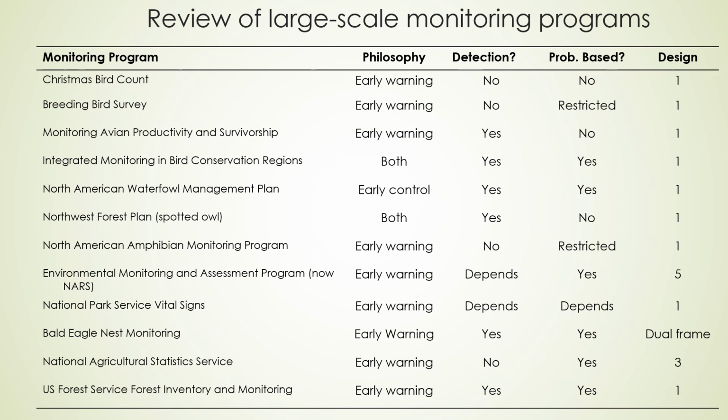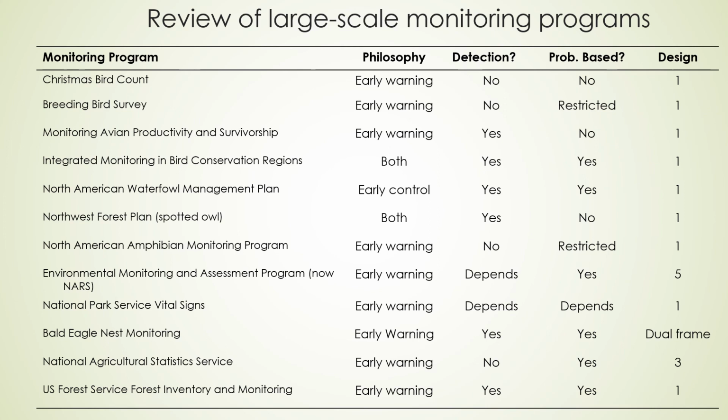Second is the breeding bird survey. Again, an early warning philosophy. No accounting for detection probability. It's somewhat probability based in that when they chose the locations for those breeding bird surveys, they tried to spread them out across regions in the U.S.